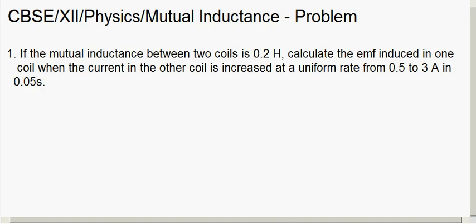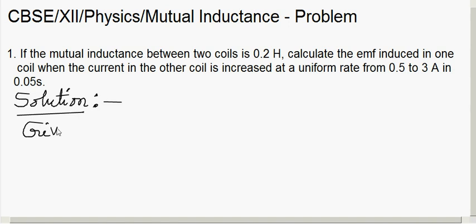Now first list out what are the given quantities. That makes our calculation simpler, or we can approach it easily if we first list out the given quantities. Given: the mutual inductance between two coils, that is M, is 0.2 Henries. Calculate the EMF induced in one coil.